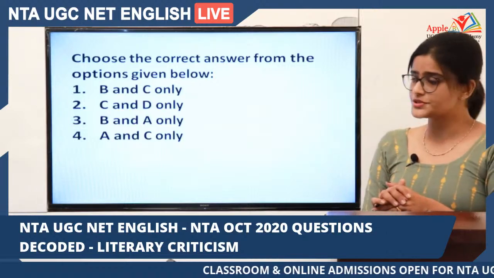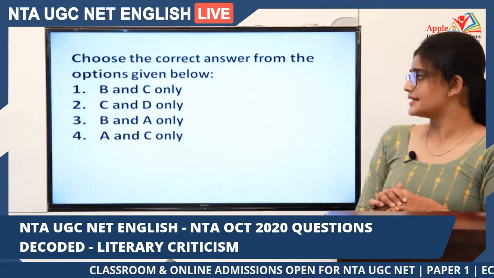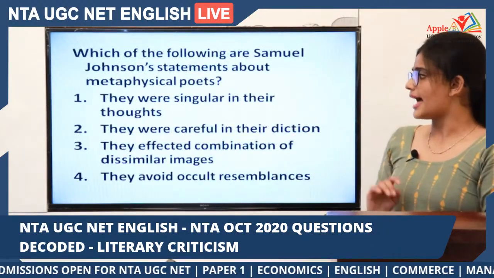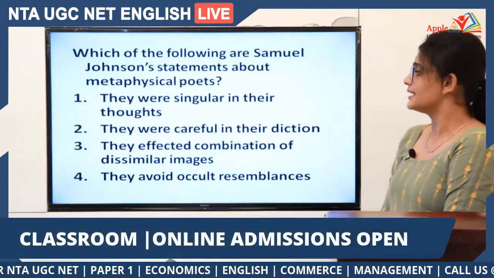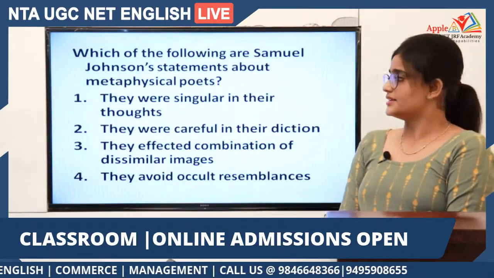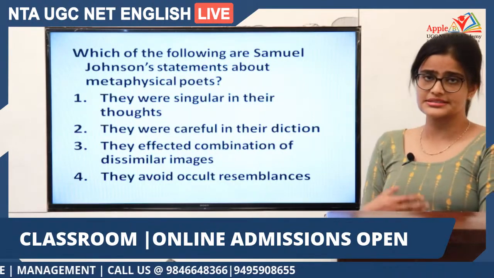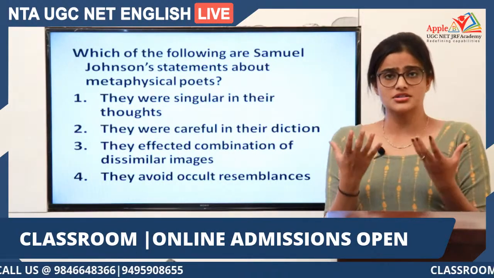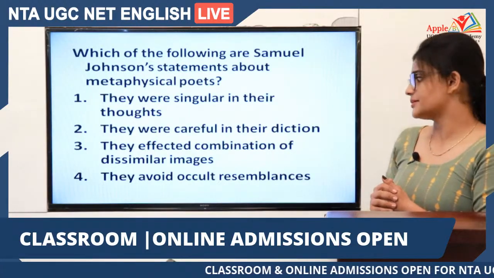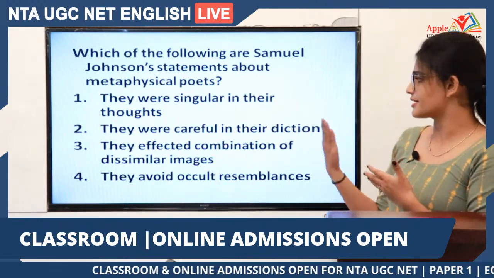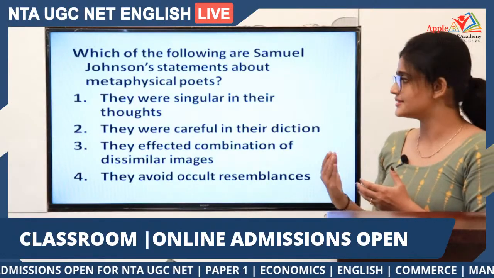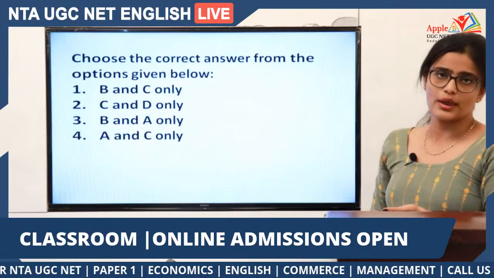So these are our options. B and C, C and D, B and A and C. So let's go back to the options. Our answer is option 4, that is A and C. They were singular in their thoughts, and they affected combination of dissimilar images. We know they were not careful in their diction, because they preferred to write in a spoken tone rather than in a written language, and therefore that is not the option. They avoid occult resemblances. That is entirely in contrast to the third one, so that's also not the answer. So the answer is option 1 and 3, that is A and C, and therefore the answer is option 4, A and C only.